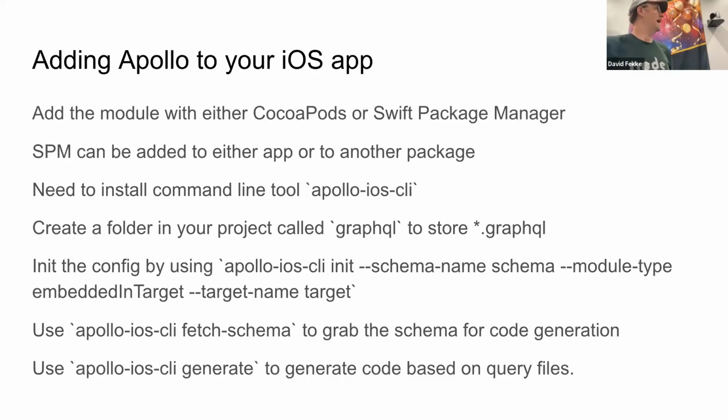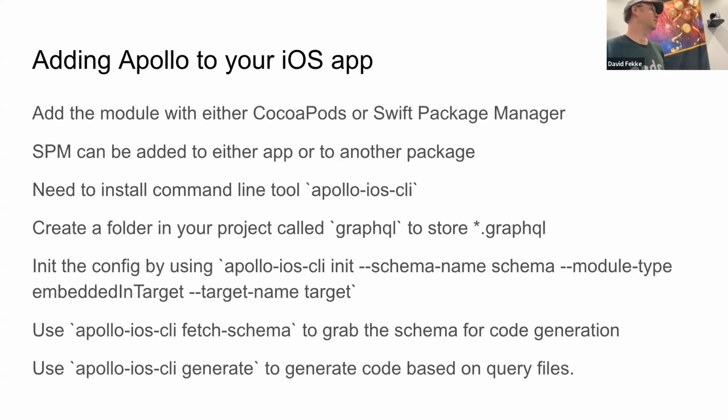So as far as adding this to an iOS app, the first thing you have to do is add the module. On the iOS side, there's a couple different ways you can add third-party software into your projects. The really popular one for a long time was CocoaPods. You can use Apollo with CocoaPods. I'm going to use the Swift Package Manager. That's considered the more modern way of pulling in third-party assets. And SPM can be added either into the app directly or into another package.